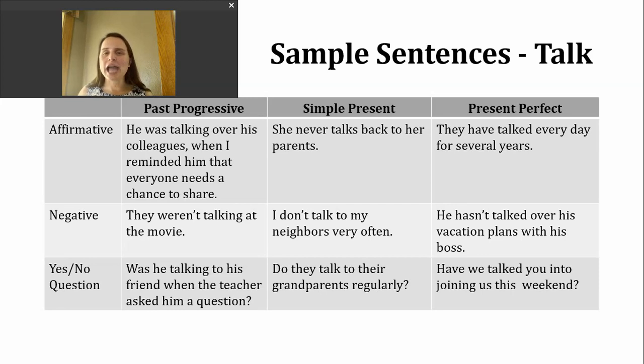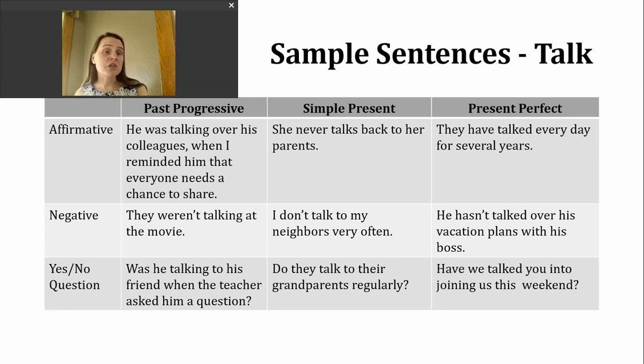Finally, let's look at present perfect. To make present perfect, we're going to use have or has, and then the participle form, which is just the past tense form because this is a regular verb. Let's look at an affirmative sentence. They've talked every day for several years.